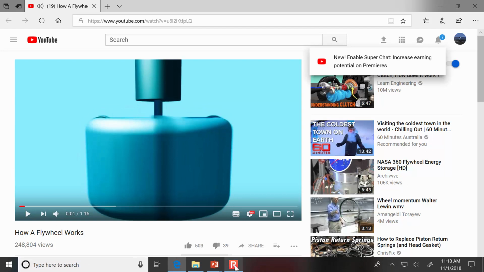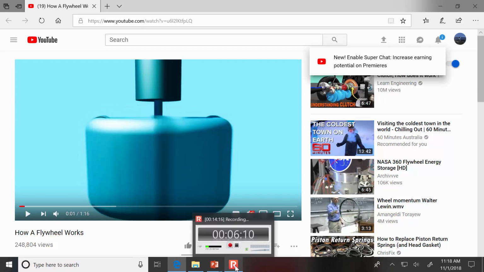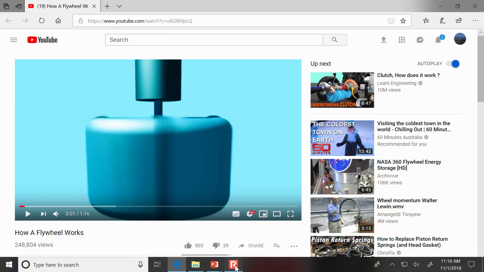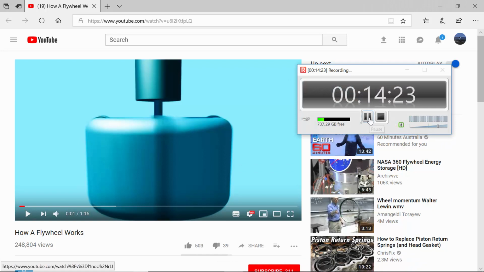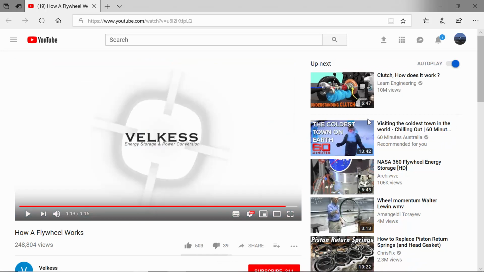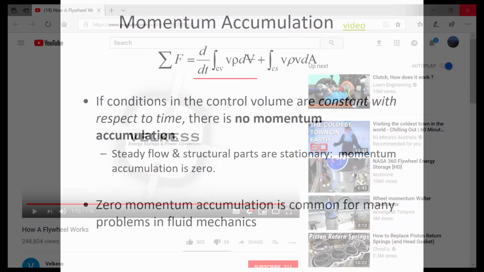So before we move away from the assumption of no momentum accumulation, look at what a flywheel looks like and how it works. All right, so that gives you a pretty good idea of how momentum can be transformed into energy and vice versa.